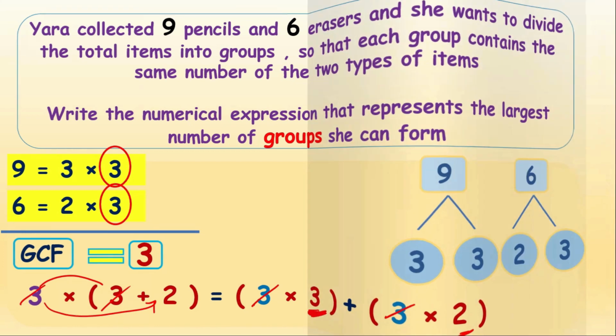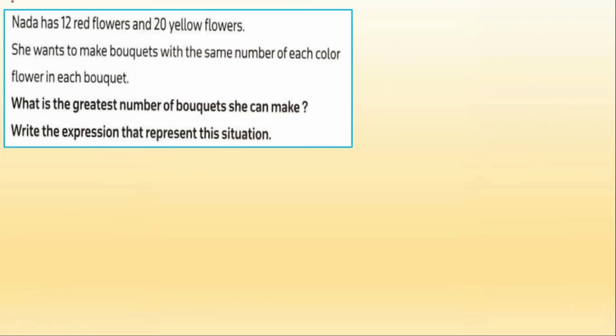Okay, so let's show another story. Nada has 12 red flowers and 20 yellow flowers. She wants to make buckets with the same number of each color flower in each bucket. What's the greatest number of buckets she can make? Write the expressions that represent this situation.